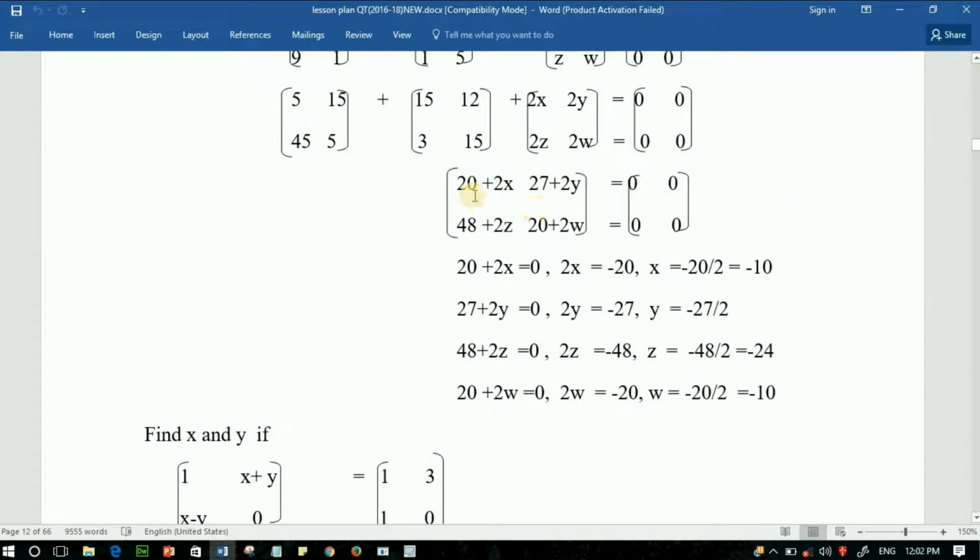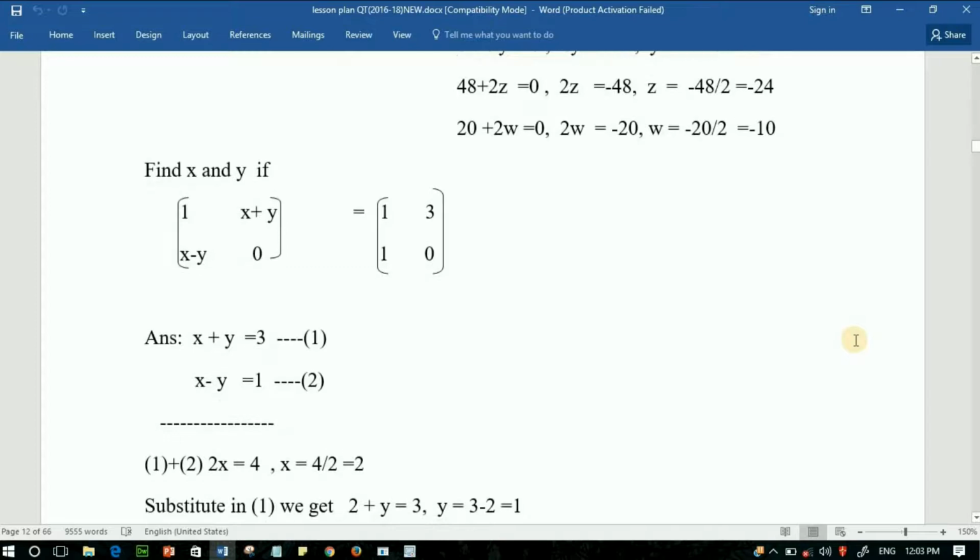Then we apply the trick of equality of matrices. The first element is equal to 0, and 2 + 20 + 2x = 0, so 2x = -20, and the answer is x = -10. Similarly, we equate the other three quantities. We get y = -27/2, z = -24, and w = -10. Then find x and y.